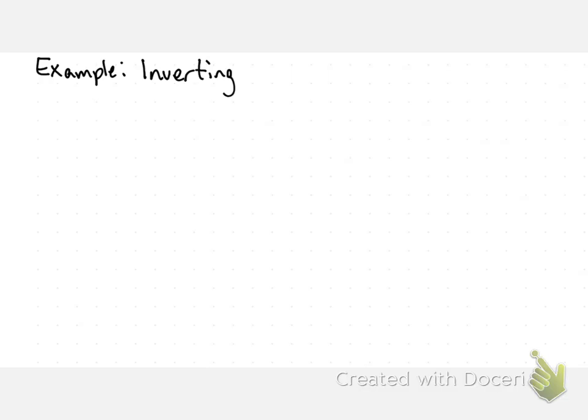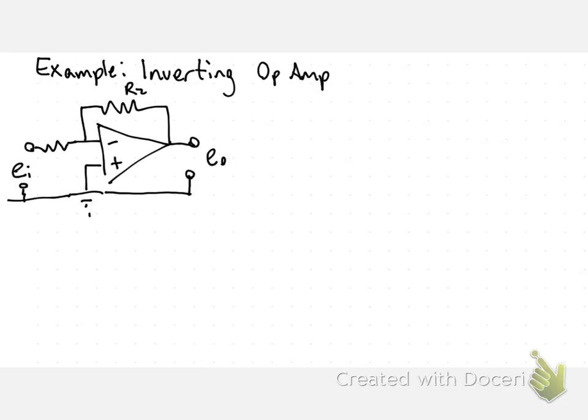So let's look at an example of an inverting op-amp. And names of op-amps are not too important to me in this class, but we're going to have an op-amp where the positive terminal is just connected to ground, and the output voltage, EO, is going to flow back to the negative input across resistance R2, and the input voltage EI goes across resistance R1.